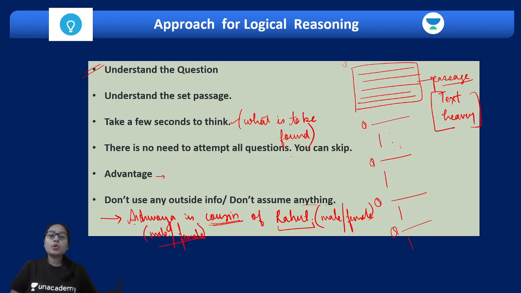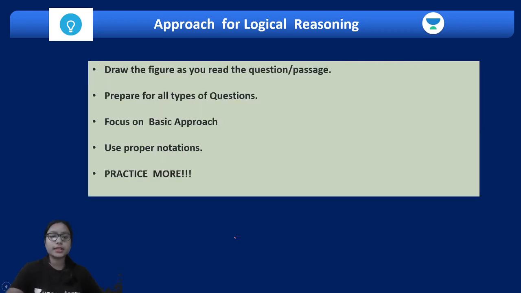So don't make any assumptions, don't solve the questions from any pre-assumptions you have. You will have to use all the information that is given in the passage to solve the question, nothing extra is required. All right, I hope I'm clear with this. Now, always draw the figure as you read the question. Don't wait for the entire passage to get over, then start reading the question. This way you will save time also, and you will be able to represent the information correctly on the figure. So draw the figure as you read the question. Prepare for all the question types.